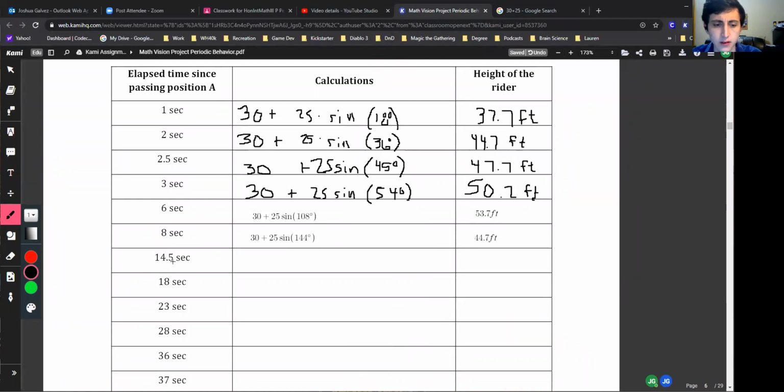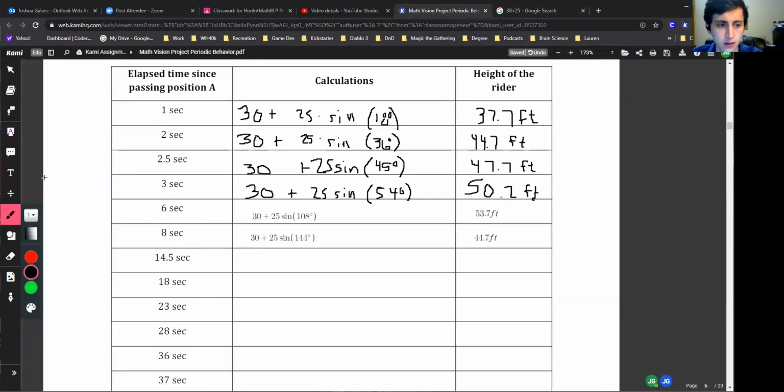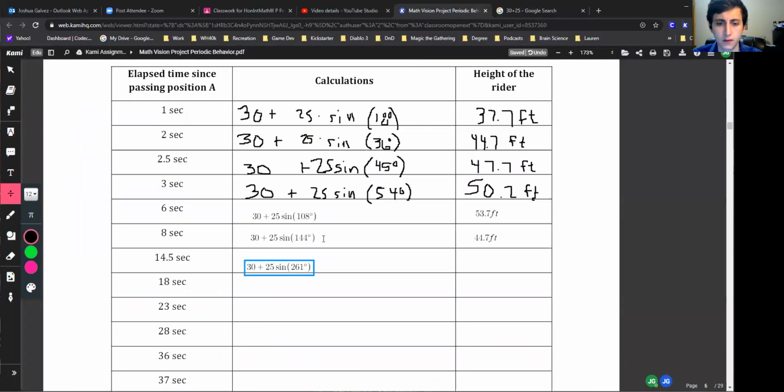Okay, 14.5 seconds. So remember that each second is 18 degrees. So 14.5 seconds would be 14 times 18 degrees, and then another extra little 9 degrees for that 0.5. So 14 times 18 plus 9 degrees, so 261 degrees will have passed. 30 plus 25 times the sine of 261 degrees. And that's going to be 5.30, or just 5.3 feet.